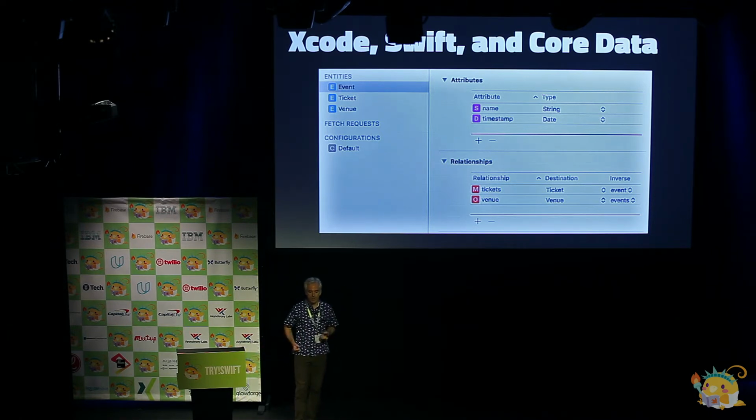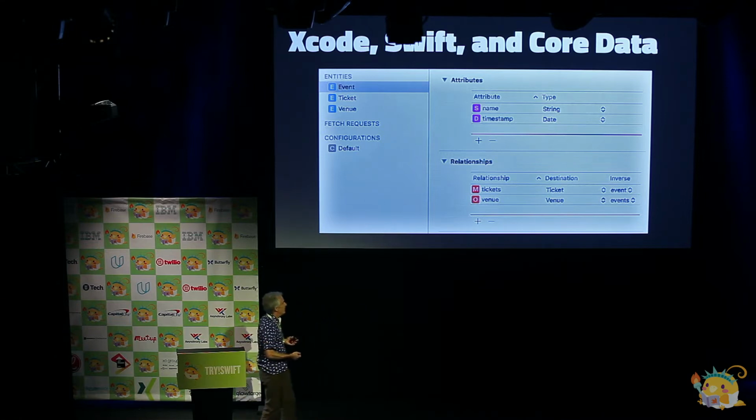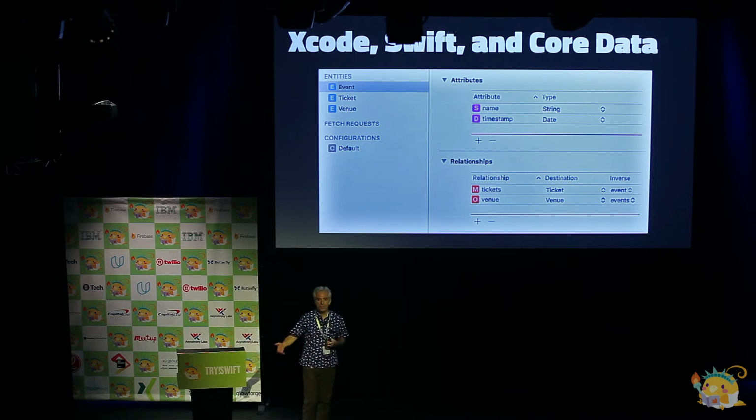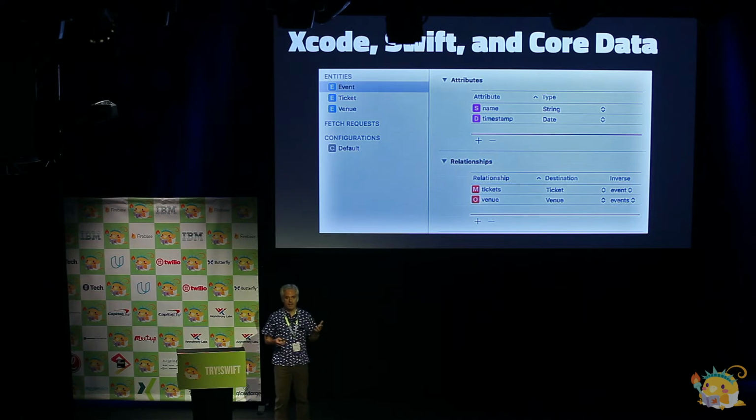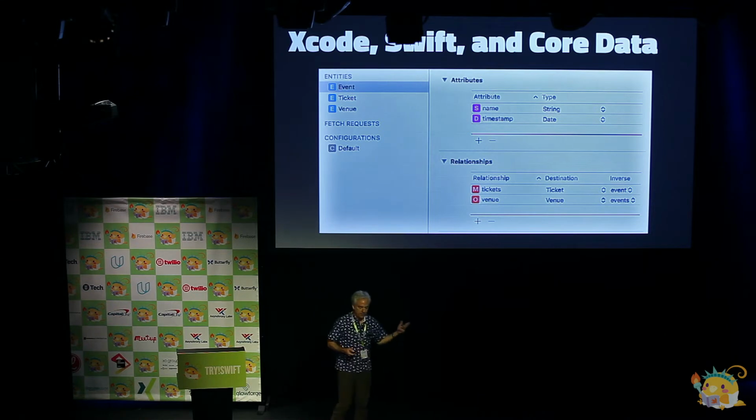and relationships. You have simple stuff like a string and a date. Two relationships. One, the tickets relationship is a to-many relationship because each event can have multiple tickets. The venue relationship is to-one because for this model, I'm assuming each event has just one venue. And you can have Xcode generate the classes that correspond to these entities. It'll do this automatically for you. In fact, by default, it does this for you.